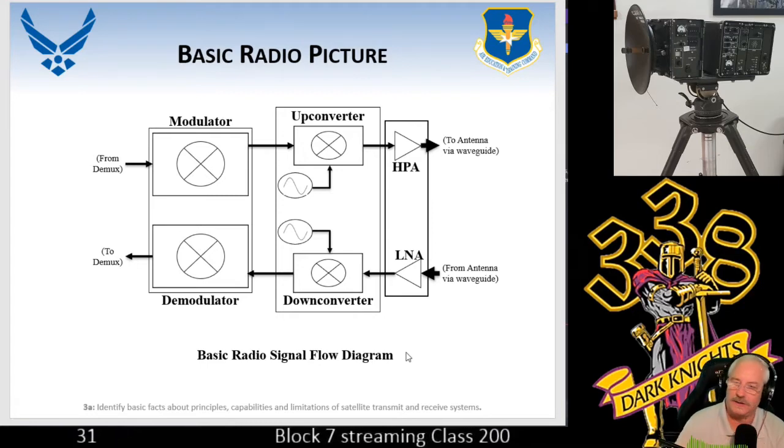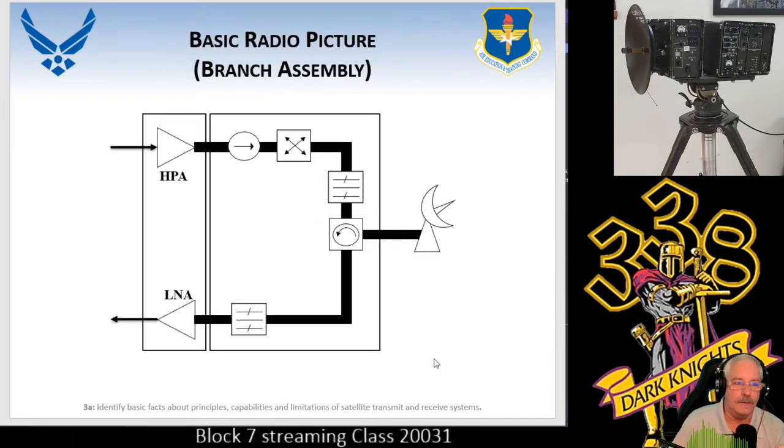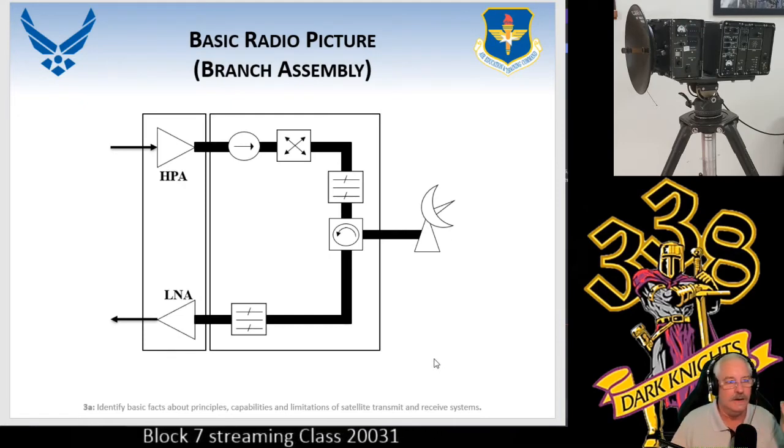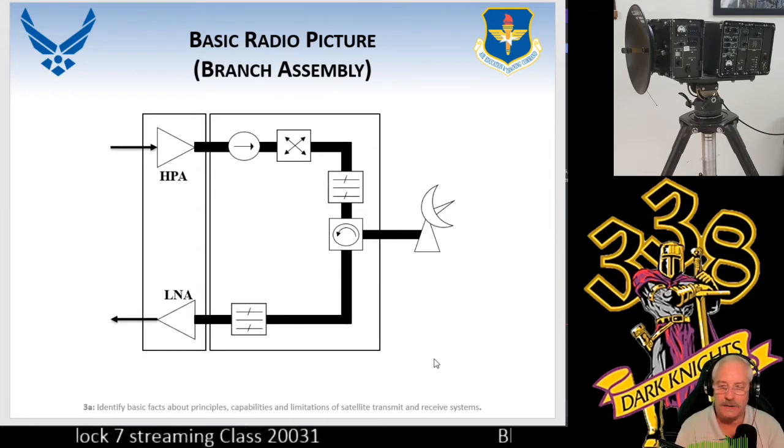So again, this is just a different signal flow, but it gives you a more detailed idea of what's going to happen. Now, we always talk about something called a branch assembly. This thing is comprised of what I call passive electronics. In other words, there's no power being applied to this, but it reacts to the RF.